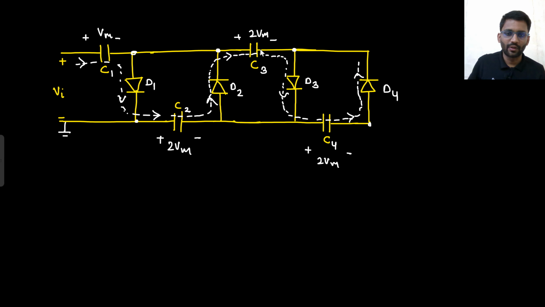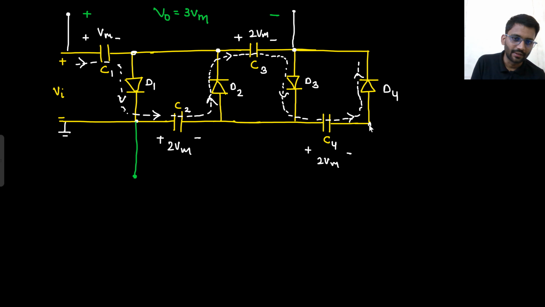Now, how is it a voltage doubler or quadrupler? If you are collecting your output here, one pin is here, the other pin is here, and I am saying that this is my output. So what will be my output? Vm plus 2 Vm, 3 Vm. And if I am collecting my output here, this is my one point, this is my other point, and this is my output. So what will be my output? 4 Vm.